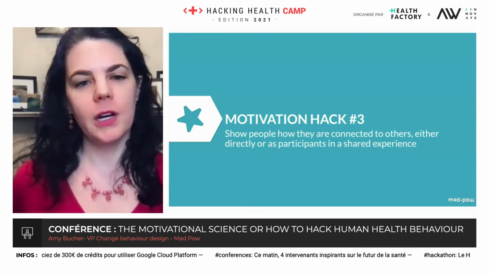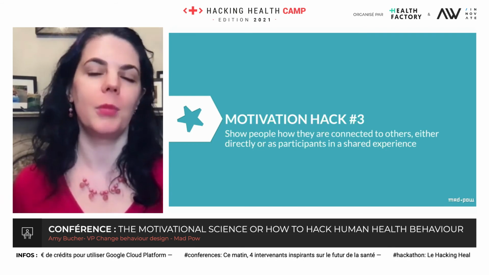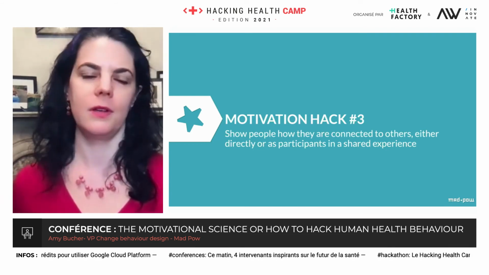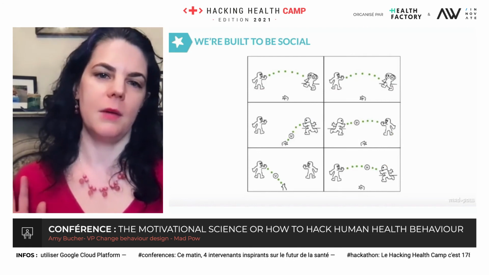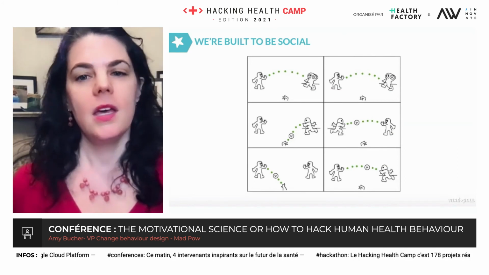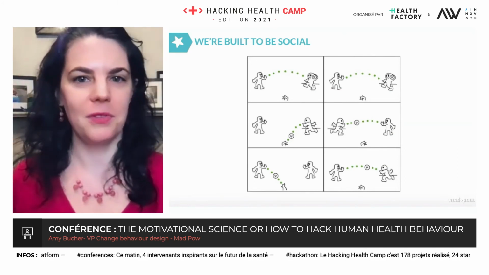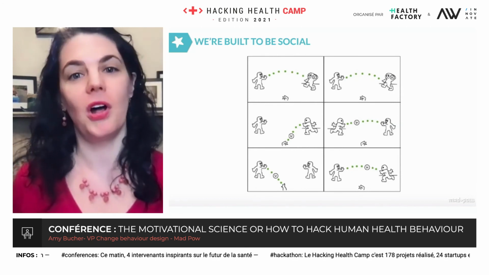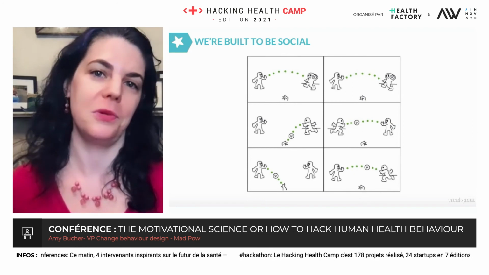And then the last part is motivation hack number 3, relatedness, showing people how they are part of something bigger than themselves. So I mentioned we're very social creatures. This is an example of a video game from a research program on ostracism. If you are playing this game, you're the tiny little hand at the bottom of each of these panels, and you're playing ball with the other 2 characters. And in the game, eventually the other 2 characters start to ignore you.